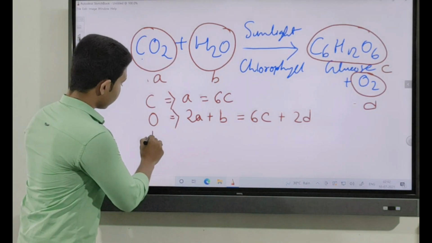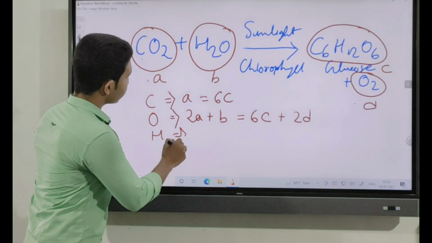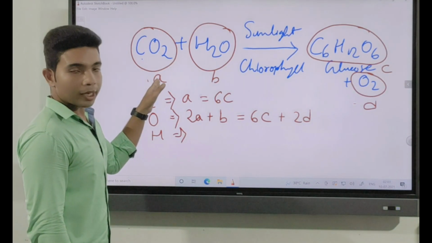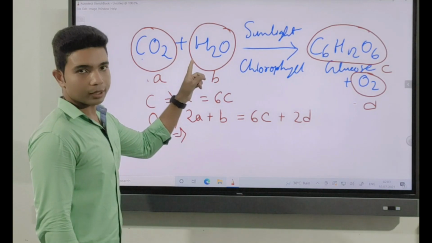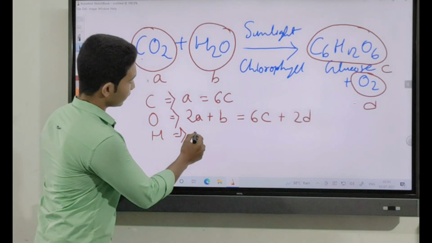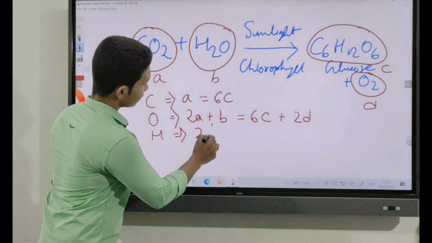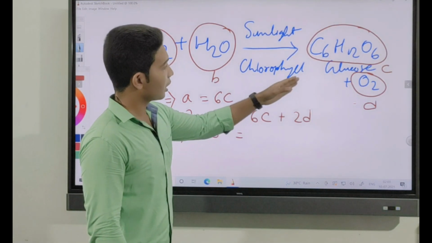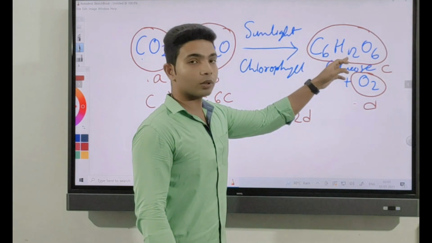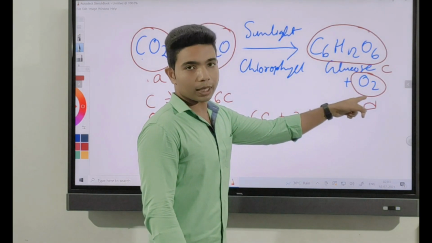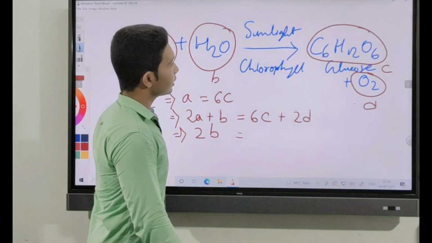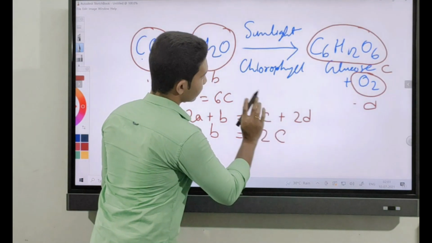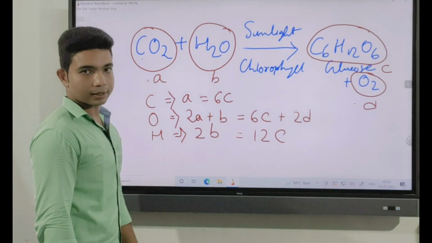Hydrogens, let's find out how many are there on the reactant side. I can see that in A there is no hydrogen, in B there are 2 hydrogens. So for the reactant side for hydrogen, I can write 2B. On the product side, how many hydrogens are there? In C, 12 hydrogens are there, in D no hydrogen. So what I can write here is 12C on the product side.